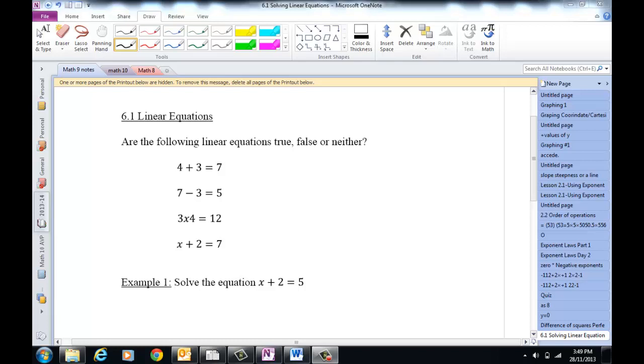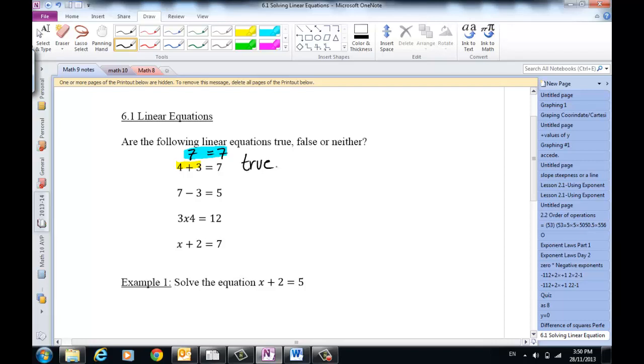If the left-hand side does not equal the right-hand side, then unfortunately it is not true. So if we look at the first one, on the left-hand side, we've got 4 plus 3, which all of you are probably saying is equal to 7. And on the right-hand side, we have 7. Therefore, they're equal, and this means that our equation is true.